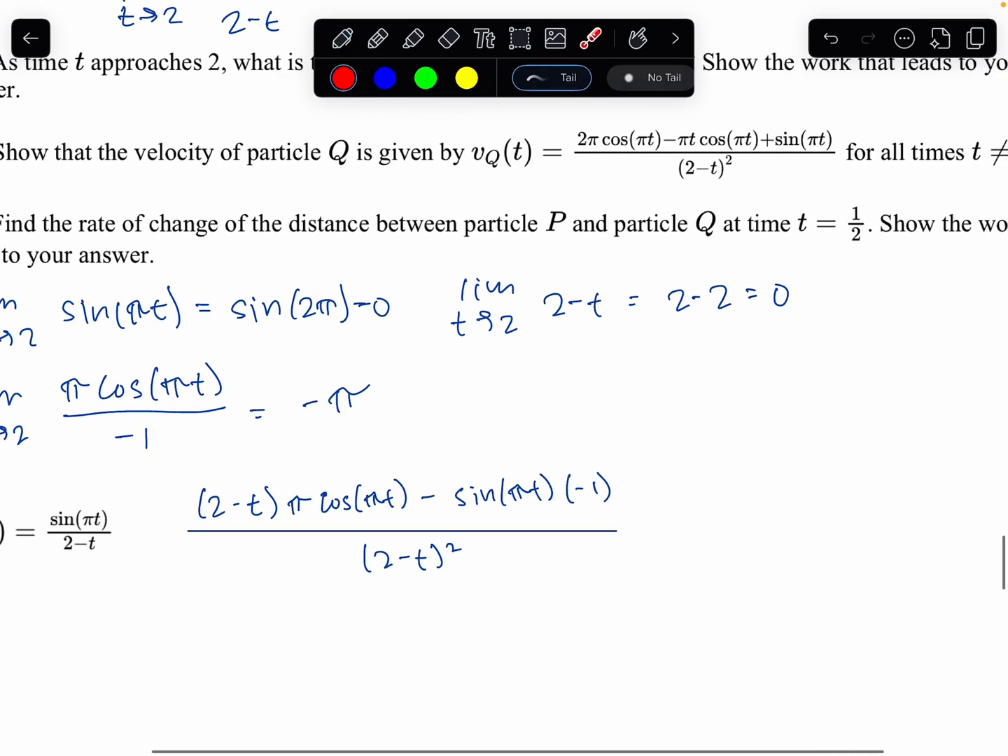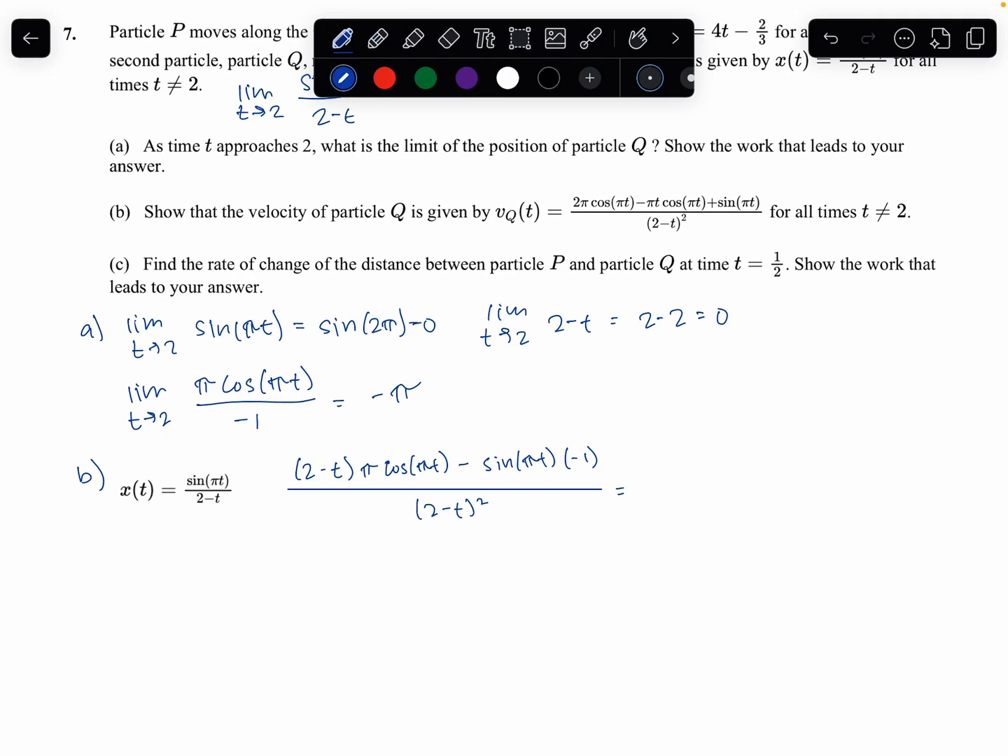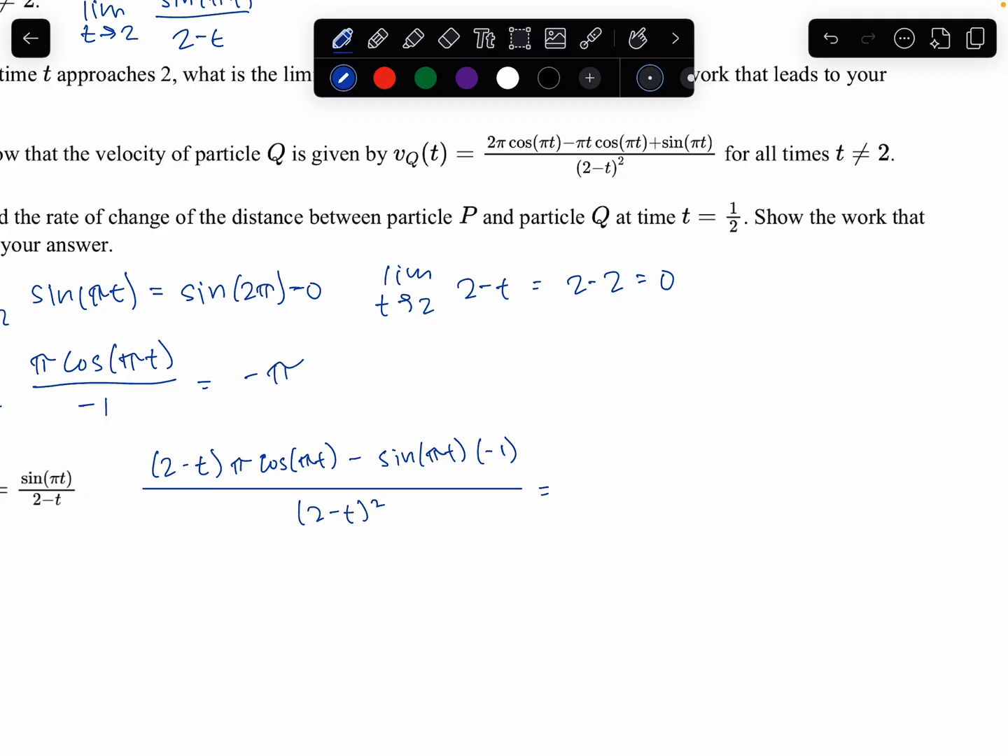So they don't quite have this exact same thing. What they're doing, it looks like, so you see how the first two terms have cosine of pi t. So what they're doing is they're multiplying this into both of those. So it's going to be equal to 2 pi cosine of pi t, and then minus pi t cosine of pi t plus sine of pi t, because negative times positive, right? And then all over (2 minus t) squared, and we get what they got right there.